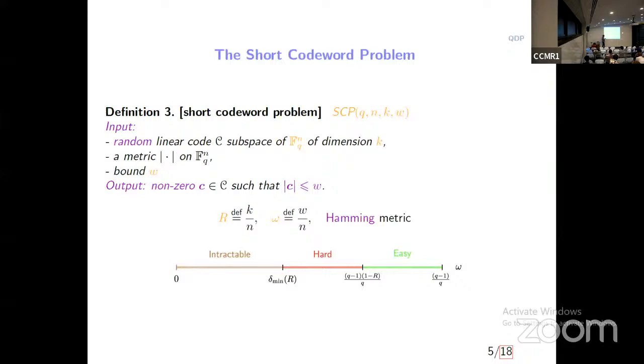It's, well, not in the whole regime. So for instance, if you take a relative distance in the Hamming metric, which is (q minus 1) over q, where q is the size of the alphabet, the problem is easy. How do you do this? You choose just a random element, and you expect a fraction 1 over q of the coordinates to be equal to 0. So you find a relative weight of (q minus 1) over q. Easy. Can you do better?